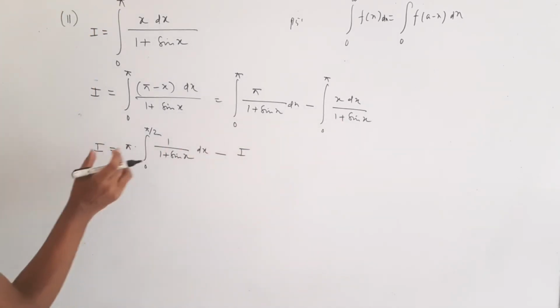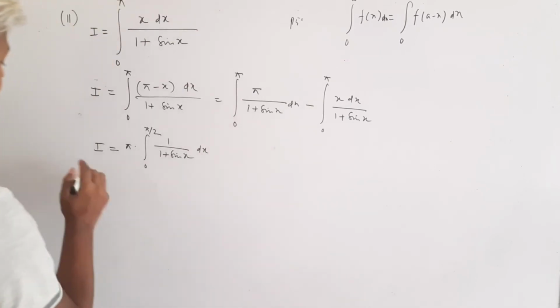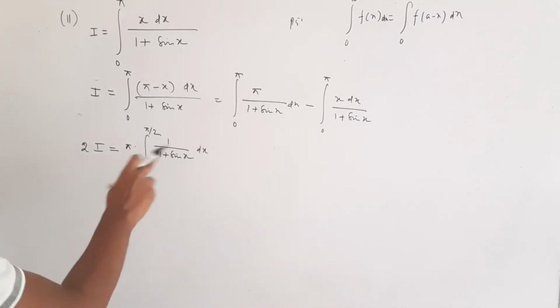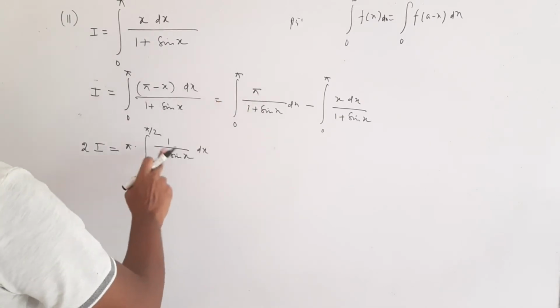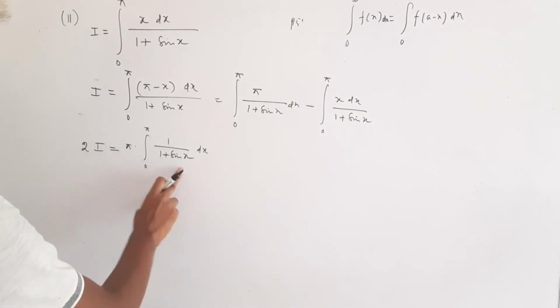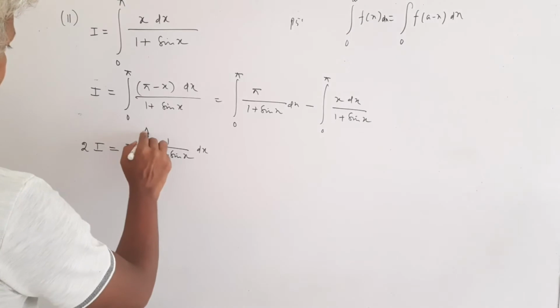So if you transpose this minus I across this equal sign, it is gone from here and this becomes 2I. So we just have to solve this particular integral. Pi is there. Oh, one thing I made a mistake. Now we have this 2I is pi, integral from 0 to pi. This is a little bigger.